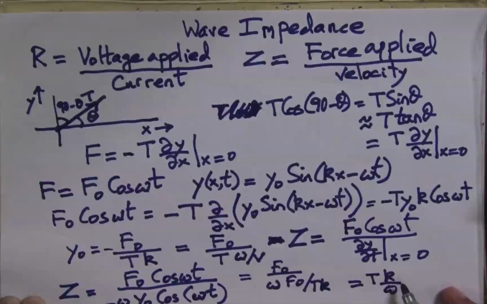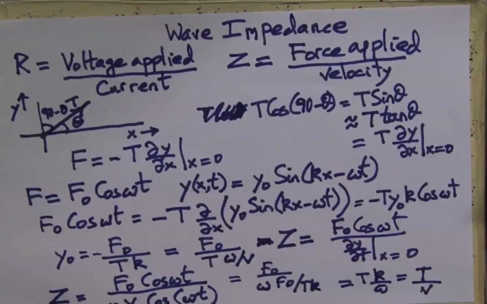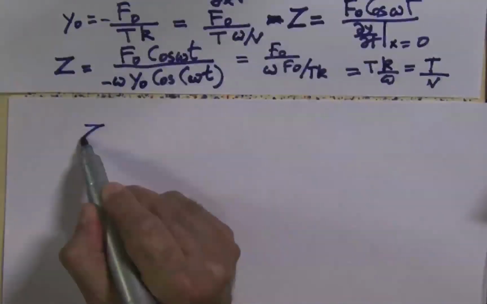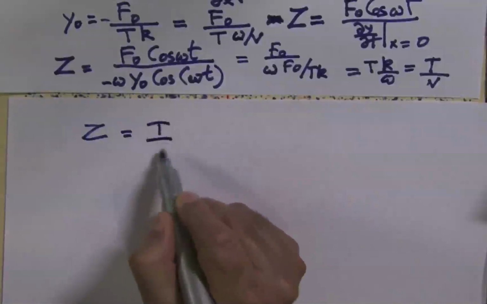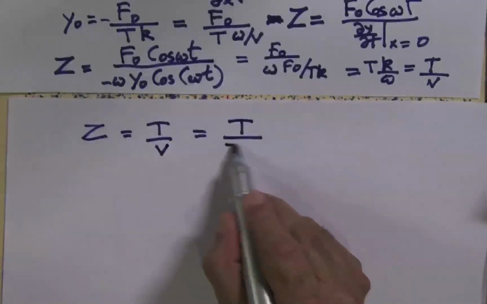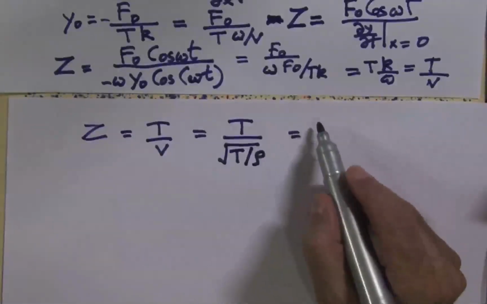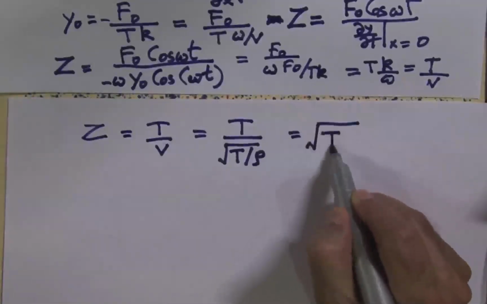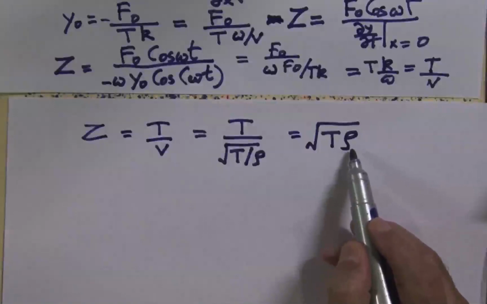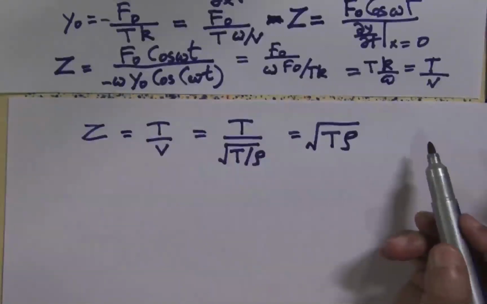Now k over omega, you recognize what that is. Omega is equal to vk. So this is equal to T divided by v. We've got Z as T over v. But you remember that the velocity v is square root of T divided by rho. And so the final answer is that the impedance is the square root of the tension in the string multiplied by the density of the string. This says that different strings are going to have different impedances.